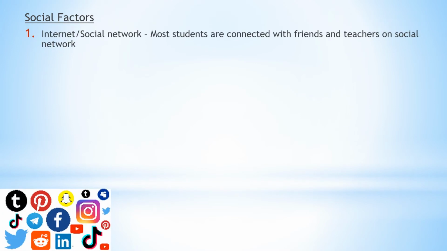Challenges students face in terms of social factors. First of all, we have internet and social network. Students are connected with friends and teachers on social network or social media. They need to maintain this connection, so they normally require funds in order to continue to have the data.